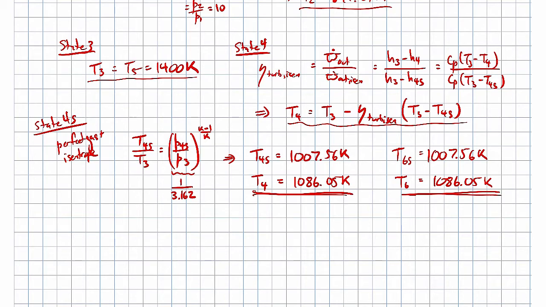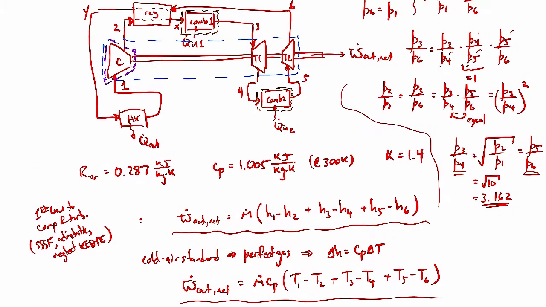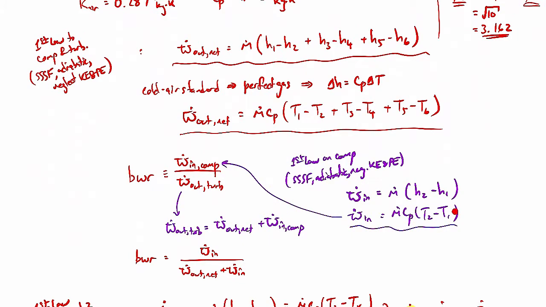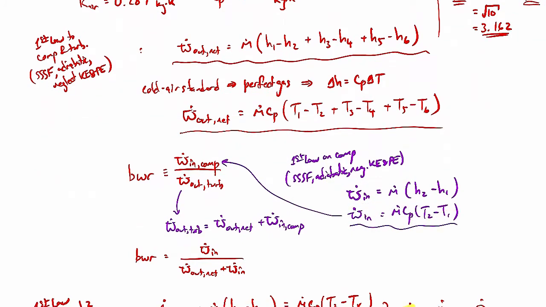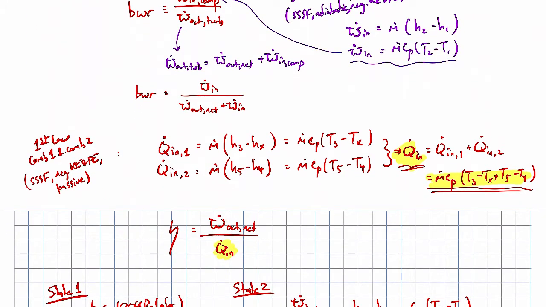All right. So we have most of the temperatures we need. If you go back up here, we've done temperatures 1 through 6. So you can see that that gives us everything we need to find the net power out. It also gives us what we need to find the power into the compressor, which means that we can find the back work ratio. The only thing we need still is Tx, because we need that to find the heat transfer and then the thermal efficiency.